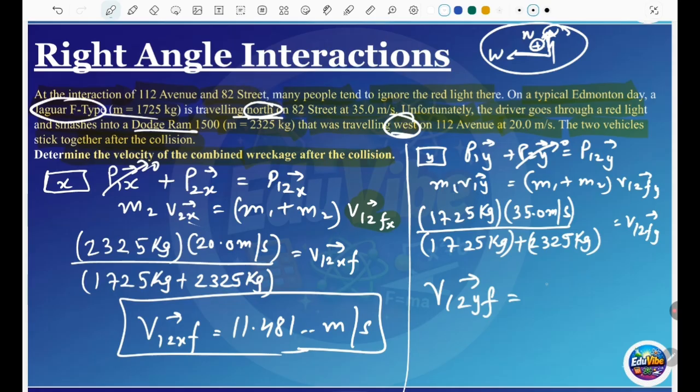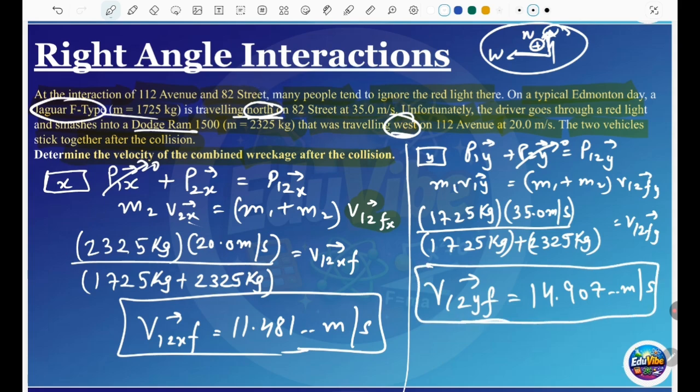So what we get for this is about 14.907 meters. We calculate the velocity in the x component, and we calculate the velocity in the y component. So this is a combined velocity, but we want it in the combined form after the collision. This is the thing we have to calculate first.